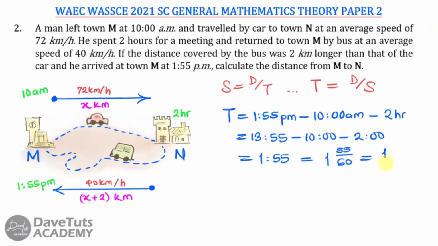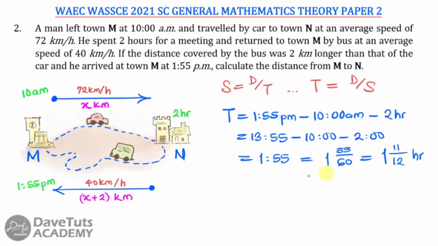If we want to do this, 5 can go in 55, that will be 11. 5 can go in 60, that will be 12. So it is one whole number, 11 over 12 hours. That is the timing that this man took for the journey, both from town M to N and from town N back to M. We have considered the 2 hours spent for the meeting, and we have taken that out. So this is what we have holistically, and that is a very good starting point for us.